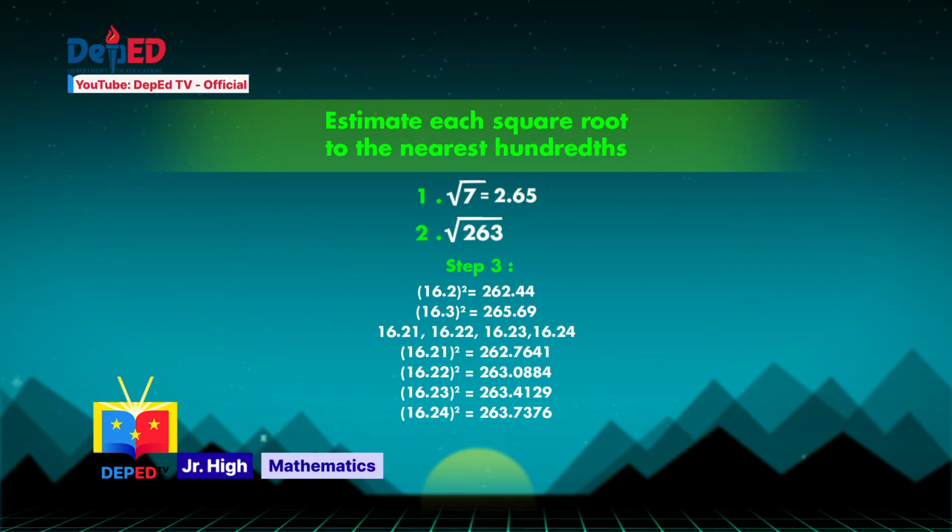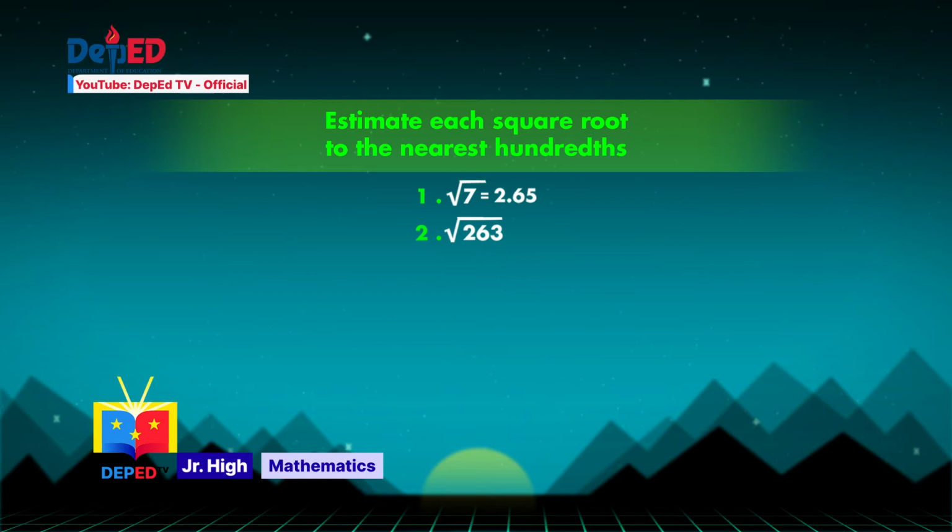That's right! 263.0884. Thus, the square root of 263, estimated to the nearest hundredths, is 16.22.